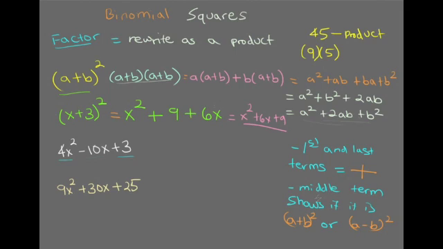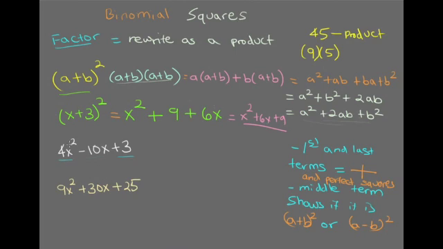So those are the things we have to keep in mind to see if a trinomial is a binomial square or not. So let's see if these two are binomial squares or not. The first thing you have to look at is if the first and last terms are positive. Oh, and one thing I forgot to say, and positive and perfect squares.